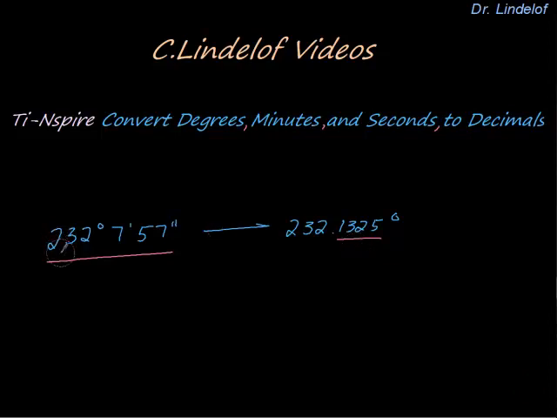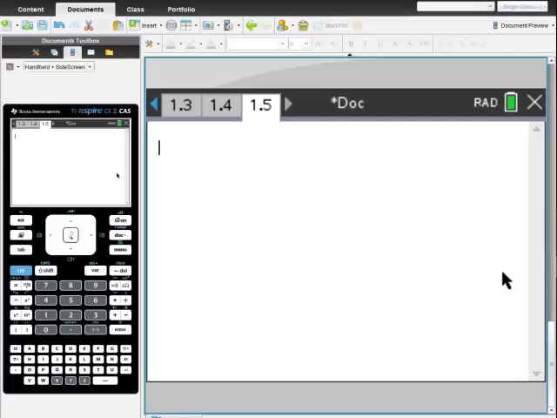If I was given 232 degrees, 7 minutes, 57 seconds, and I was asked to put that into decimal form, that decimal form should come back as 232.1325 degrees. So that's what we're trying to figure out. You can grind this out by hand or even with a calculator, but this calculator does it in a really easy way. So I thought we'd take a quick look at that tonight. So let's go ahead and do that.